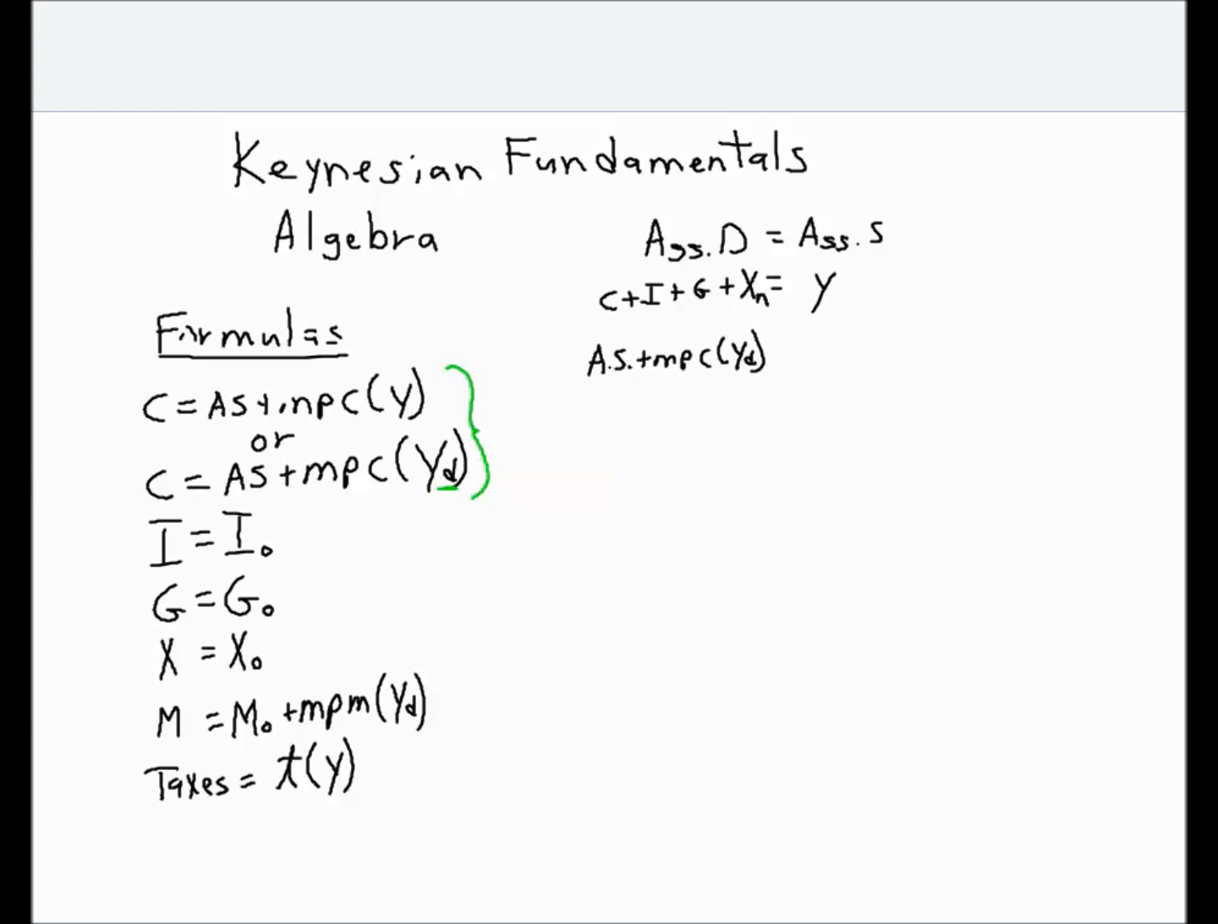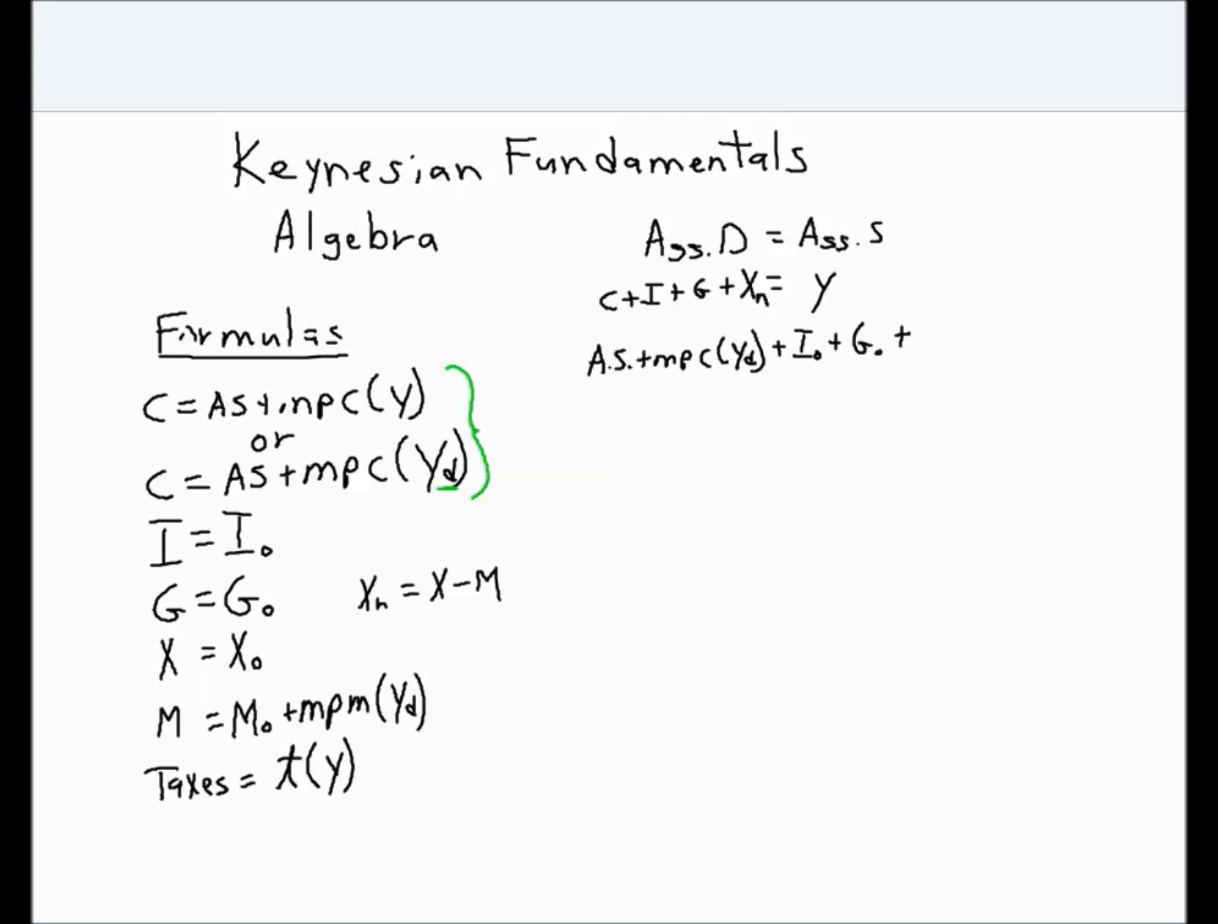And then I is just some number. You'll notice in my notation over there, I is equal to I0. That's just a notation that says it's some constant, I, or I0. And then G is also some constant. Let's just call it G0. And then net exports. Now net exports, I'm going to write it over here for just a minute. Net exports is equal to exports minus imports.